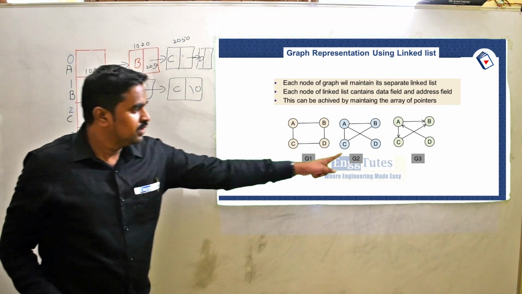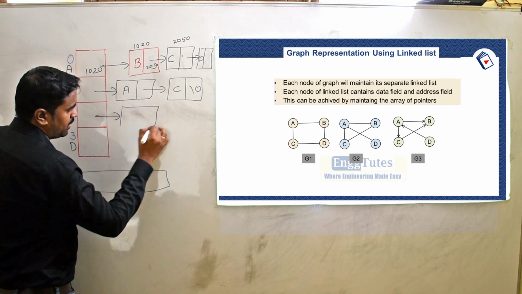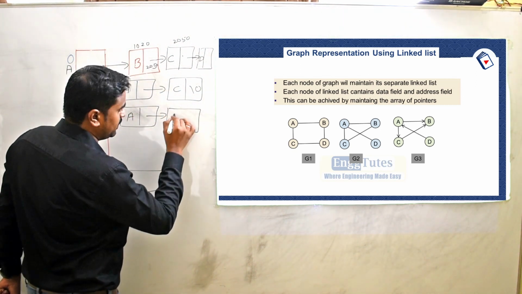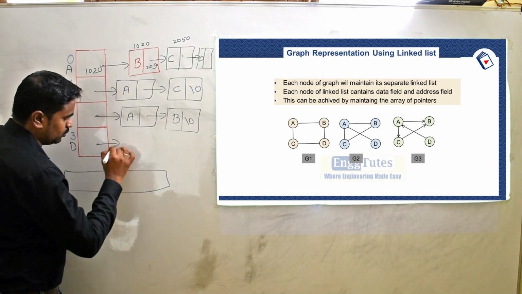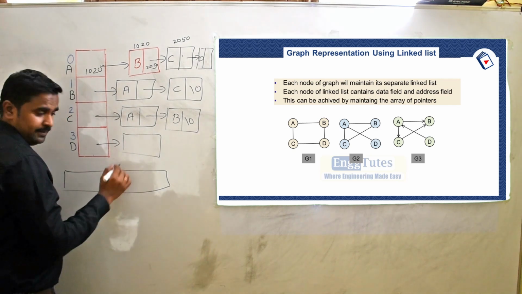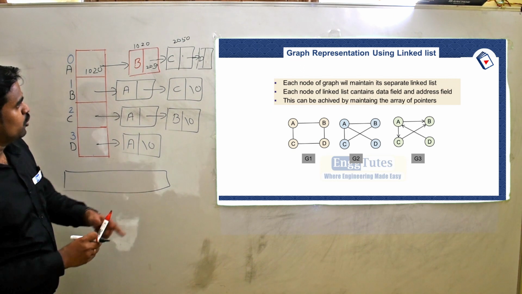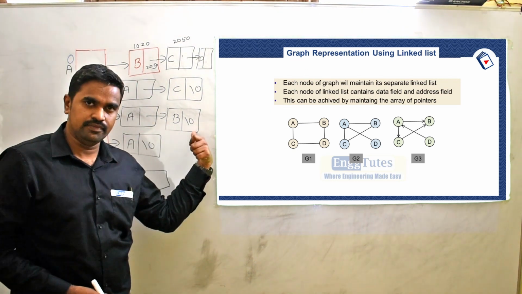Done. Then C is connected to A and B. So for C we have a separate node for A and a node for B. Okay, and D is connected to A only. So एक नया नोड बनाओ A जिसके डेटा फील्ड में रहेगा A and address field is 0. So this is the linked list representation of an undirected graph.